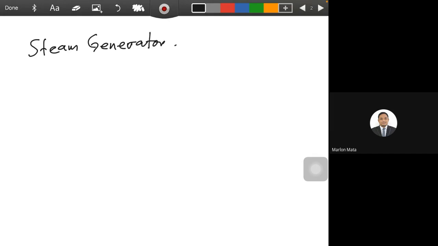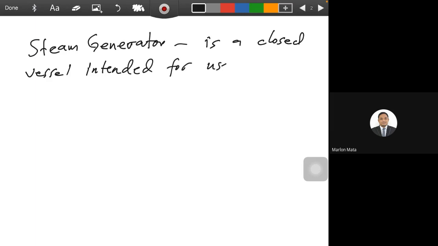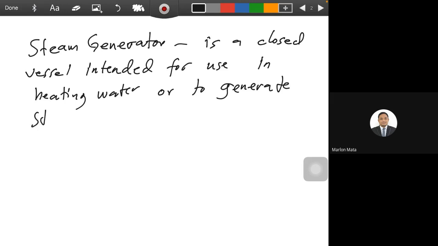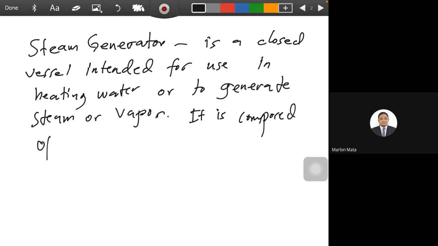A steam generator is a closed vessel intended for use in heating water or to generate steam or vapor. It is composed of a boiler and a furnace.